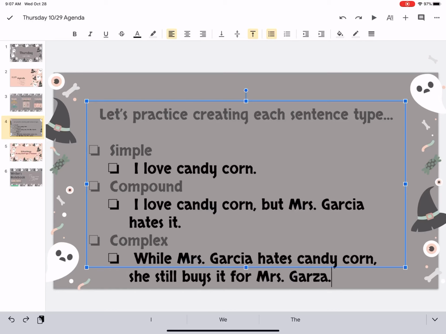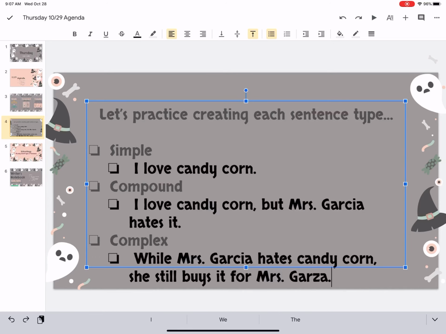So I have my subordinating conjunction, which is while, and this is the start of our dependent clause. While Mrs. Garcia hates candy corn, if I stop there, you'd be like, while she hates candy corn, what? Finish your sentence. So while Mrs. Garcia hates candy corn, comma, she still buys it for Mrs. Garza. She still buys it for Mrs. Garza is a complete sentence. So we combine our dependent with our independent clauses to make a complex sentence.